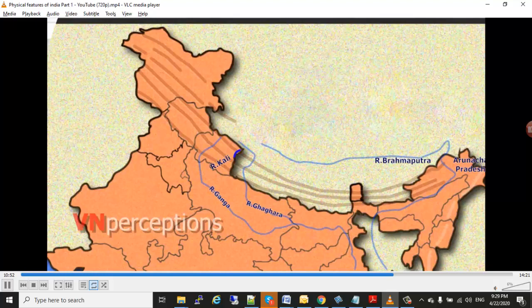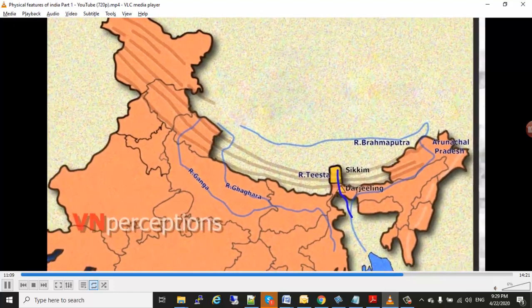The next one is the Central Himalayas. It stretches between the river Kali and the river Tista. The major part of the Central Himalayas is covered by Nepal. Its eastern part is called the Sikkim Himalayas and the Darjeeling Himalayas.